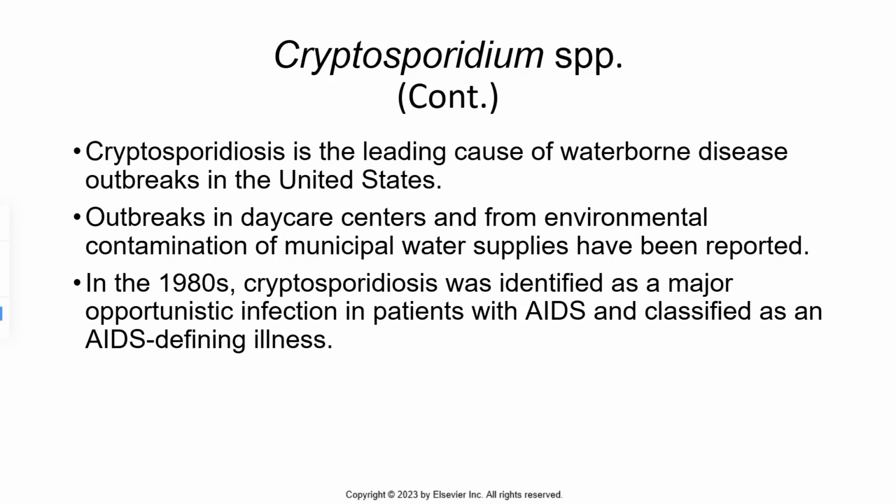Cryptosporidiosis is the leading cause of waterborne disease outbreaks in the United States. Outbreaks in daycare centers and from environmental contamination of municipal water supplies have been reported. In the 1980s, cryptosporidiosis was identified as a major opportunistic infection in patients with AIDS and classified as an AIDS-defining illness.